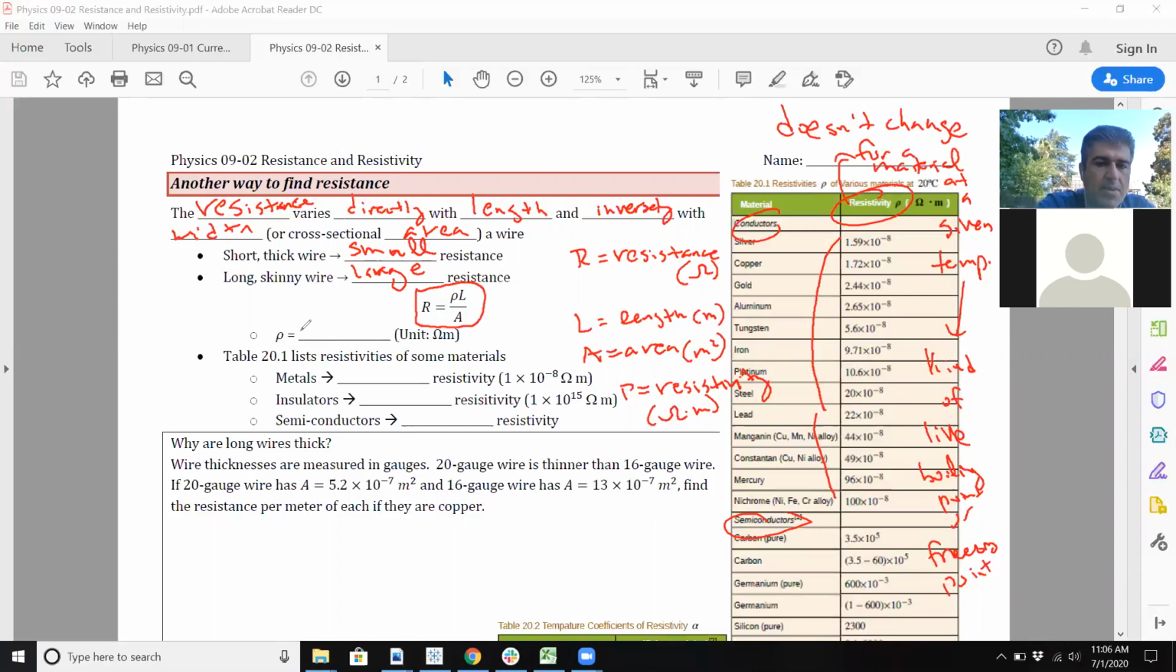Okay, P again stands for resistivity, and it's indicative of the material we're working with. And those are the units right there. Metals have a very small resistivity. Insulators, pretty large. And semiconductors are more medium.